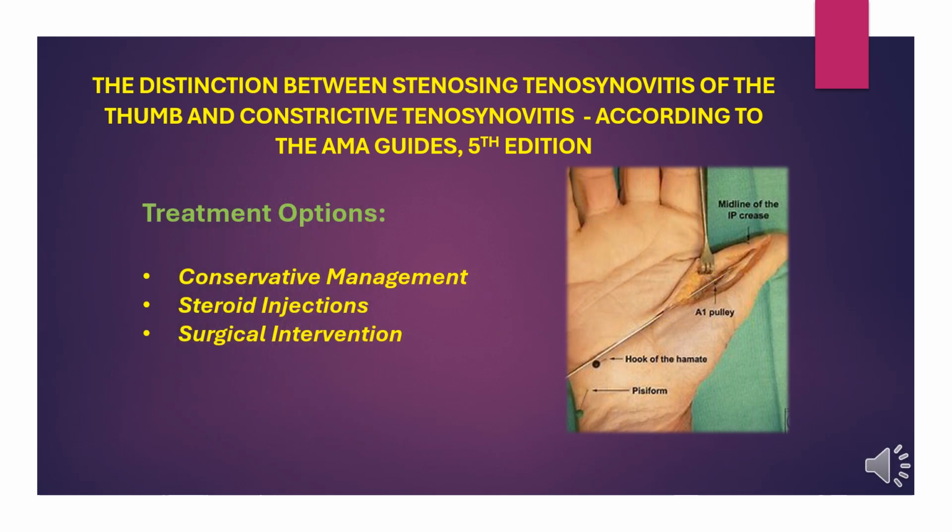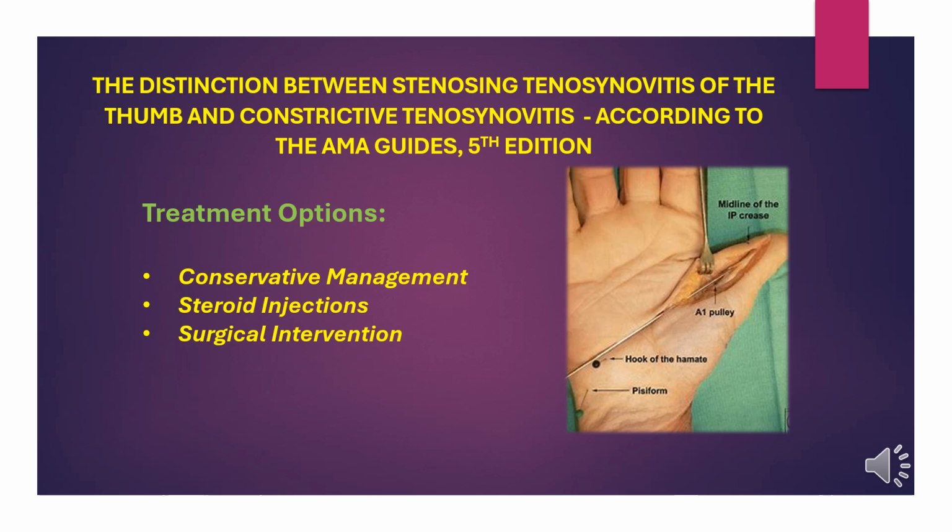Now, in referencing treatment, there are some treatment options available. First of all, is conservative management, which would basically mean rest, splinting, and physical therapy in order to reduce the inflammation and to improve the actual tendon movement. Also, steroid injections could be considered if the conservative management did not come to fruition.